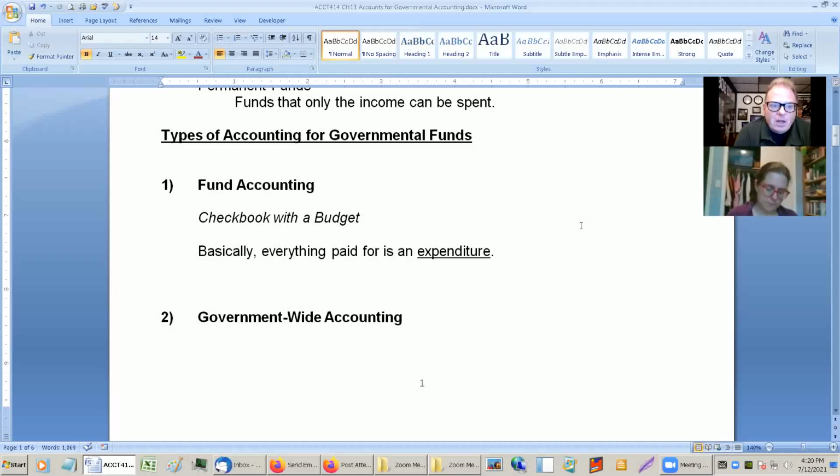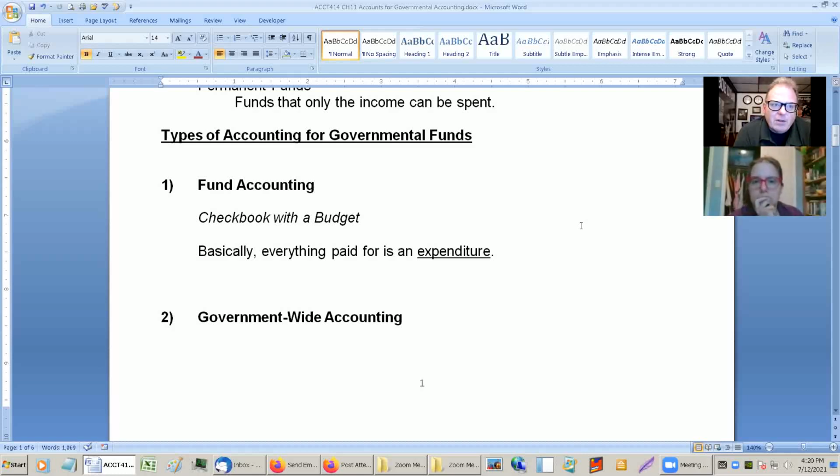Okay. Now we get to government-wide. I'm going to jump ahead a little bit. Government-wide, though, they do have that. Government-wide is a little bit different, actually, it's a lot different. But so basically everything is an expenditure. And we'll find this to do with the government-wide too.